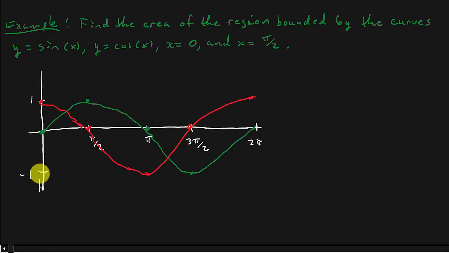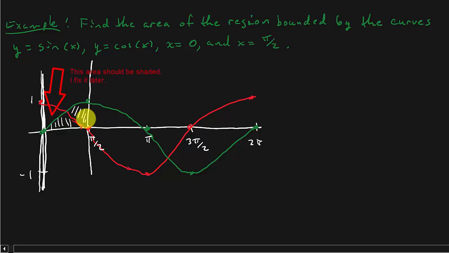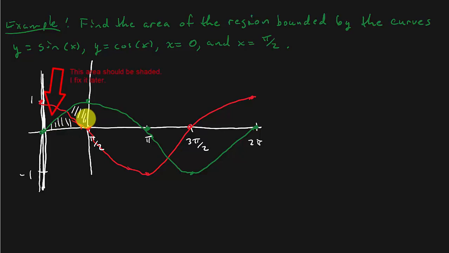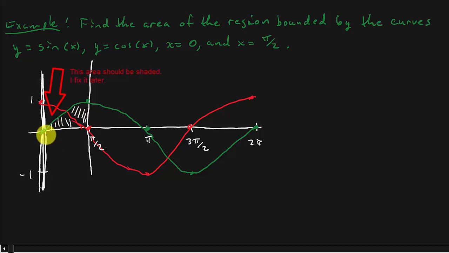And then we want the line x equals 0, which is right here, and x equals pi over 2, which is here. So we're looking for this area here. Now, for this graph, notice from 0 to this x value, do we know that off the top of our head? When are sine and cosine equal?